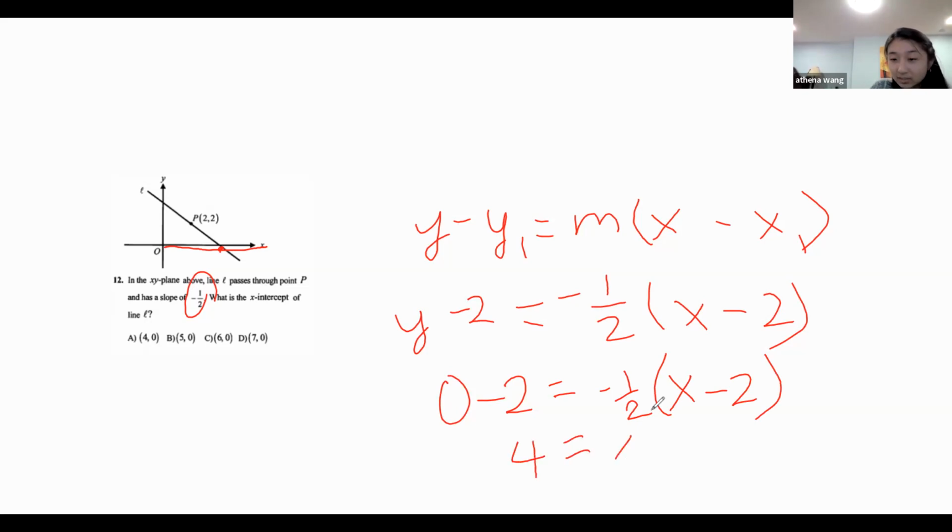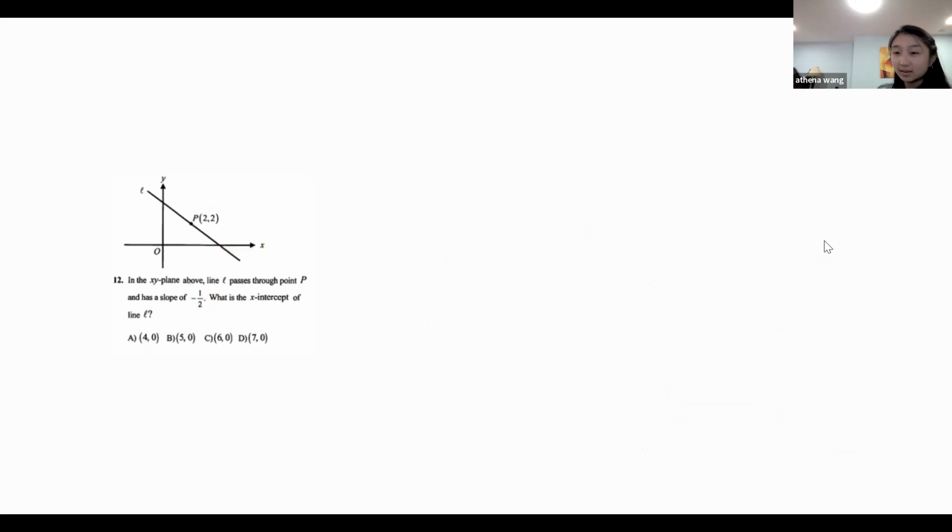I will skip some steps, okay, because I am running out of room. And this is basically, we multiply by negative 2 on both sides, and then x equals 6. Okay, so since it's on the x-axis, the y component is 0, the y coordinate. So we have the answer, which is C. Okay, let's go on to the next problem.